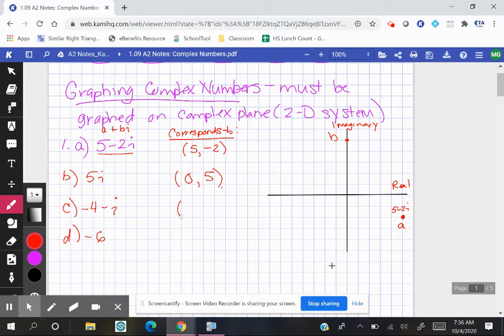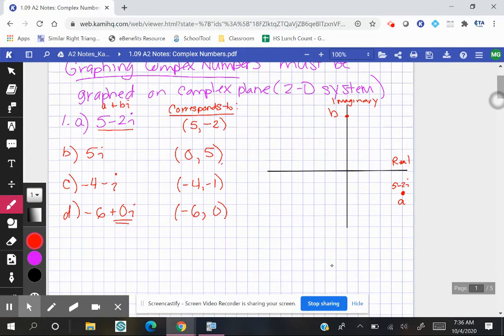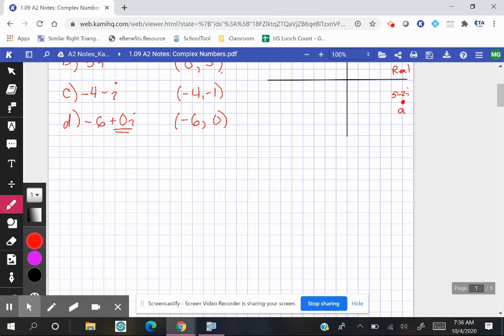All right, so this one should correspond to -4, -1, and then you would plot that, left 4, down 1. And the last one would correspond to the point -6, because that's the real part, but there's no imaginary part here, so it would just be -6, 0. So that would be left 6, and not up or down any at all. So make sure you've graphed those as well. Moving on to number 2.